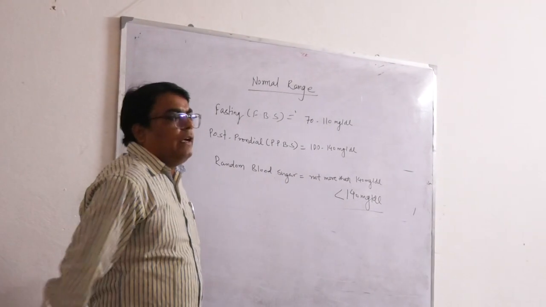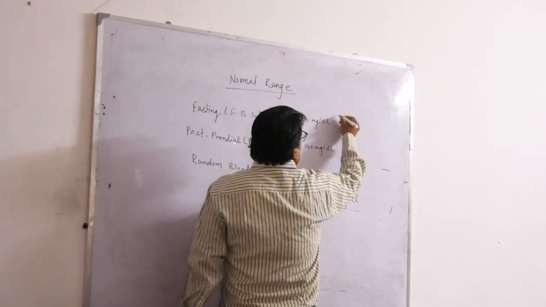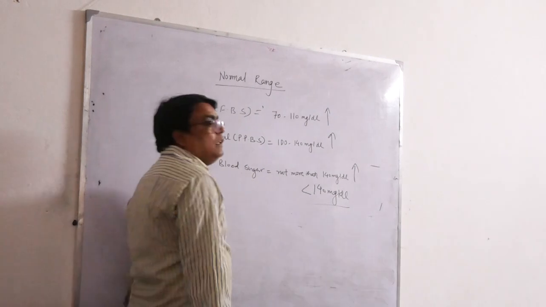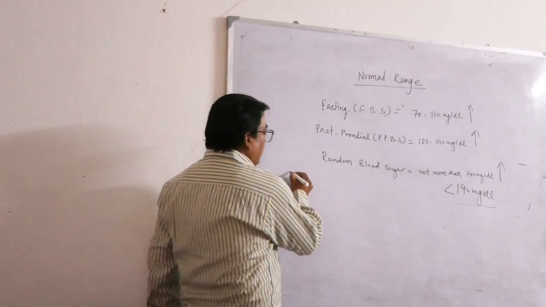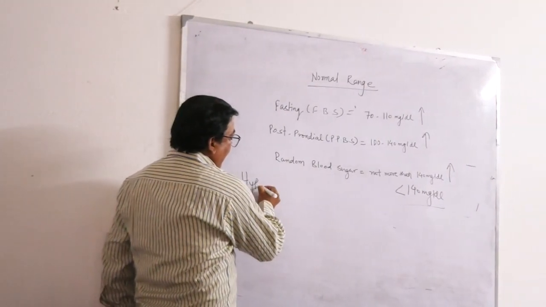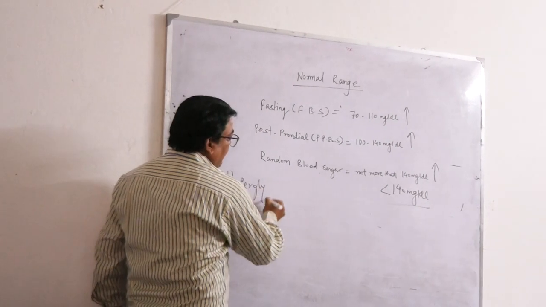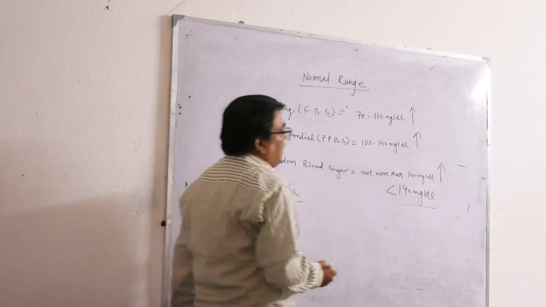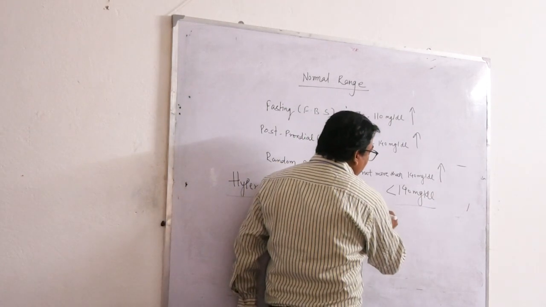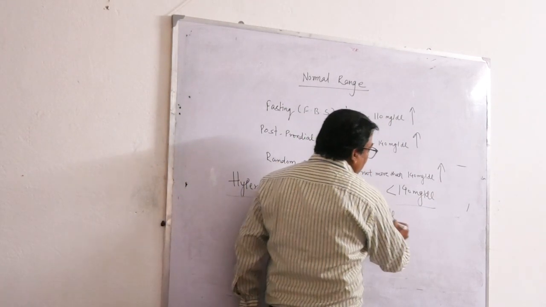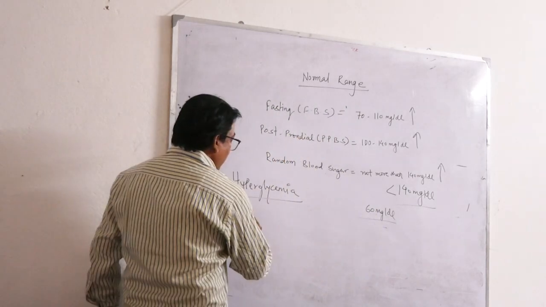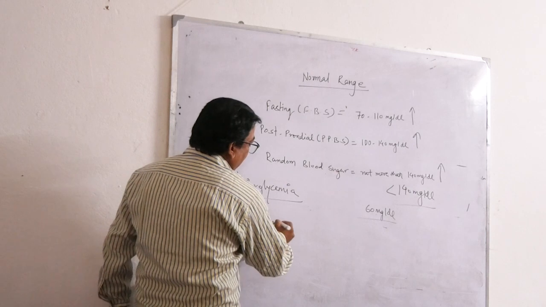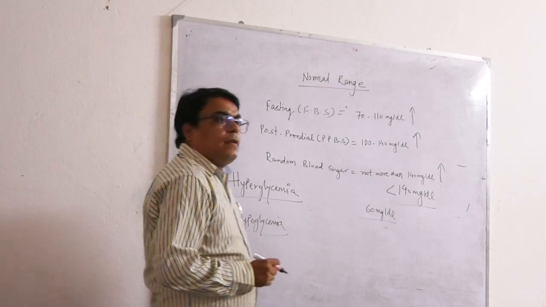This is the normal value. If the value comes more than this value, then this condition is referred to as hyperglycemia. And if the value is less than 60 mg per dl, it is hypoglycemia. Understand?